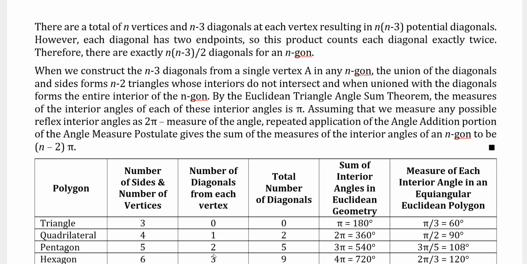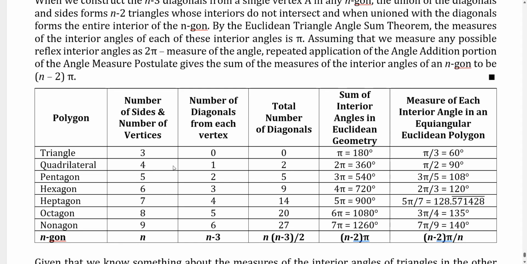For a pentagon, you get 2 diagonals at each vertex, for a total of 2 at each vertex, right? So that's 2 times 5 is 10, divided by 2 is 5 total diagonals. And if you take the diagonals at one vertex, you're going to end up with 3 triangles there. So 3 pi, or 540 degrees, is what you get. Divide that by 5, and you get the angle of a regular, or just an equiangular, pentagon. Okay? And this pattern keeps going here.